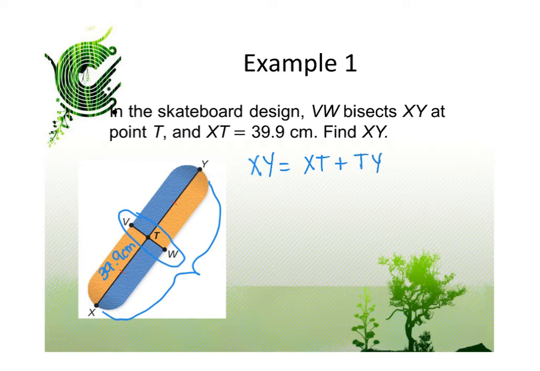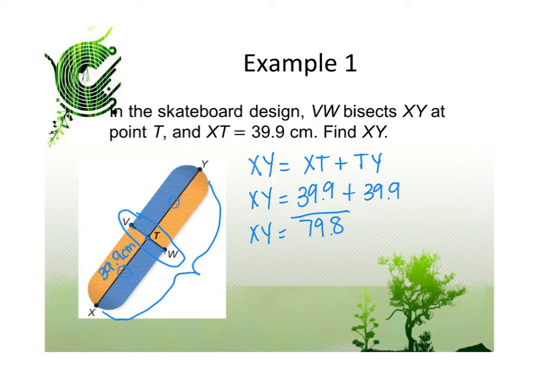Now, it told us that VW, which intersects at T, bisects it. That means that it intersects at the midpoint. And you can tell that as well because there's two of these red congruence symbols, meaning that this side, X to T, is the same length as T to Y, okay? So when we are writing this, XY equals 39.9 plus 39.9. So XY is going to be equal to 79.8. And that is centimeters. Okay.